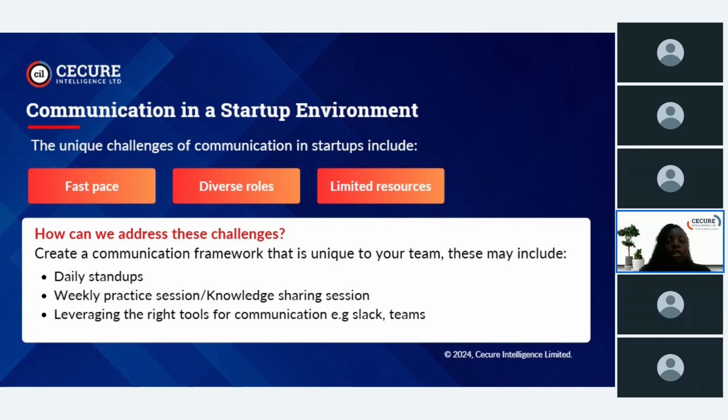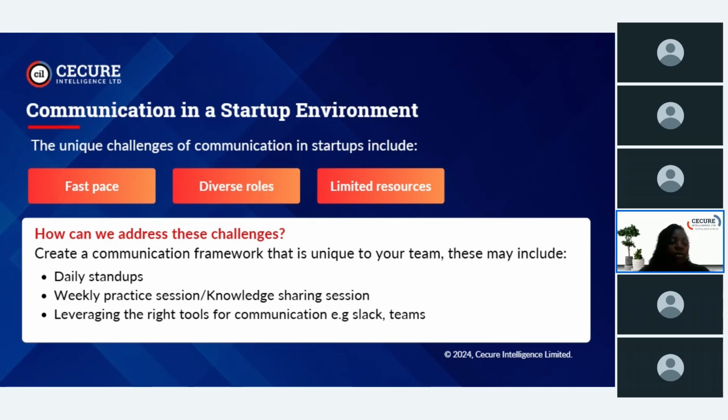The second one is diverse roles. You put into consideration that you have a small team and you have people with big responsibilities. That's the way a diverse team works. When it comes to a challenge in a startup team, the last one is limited resources.